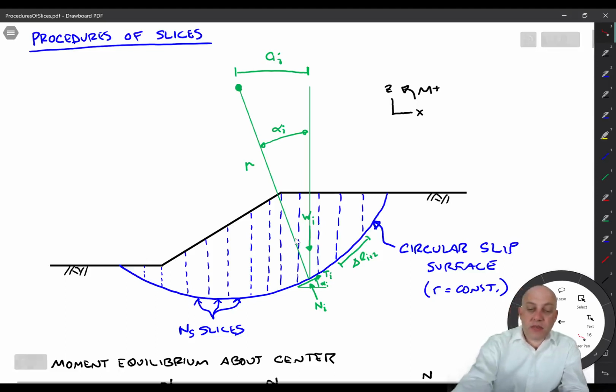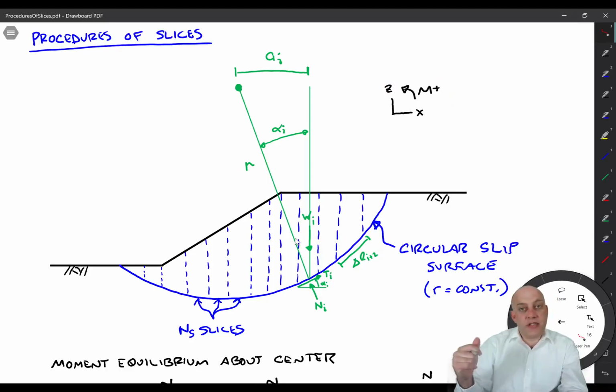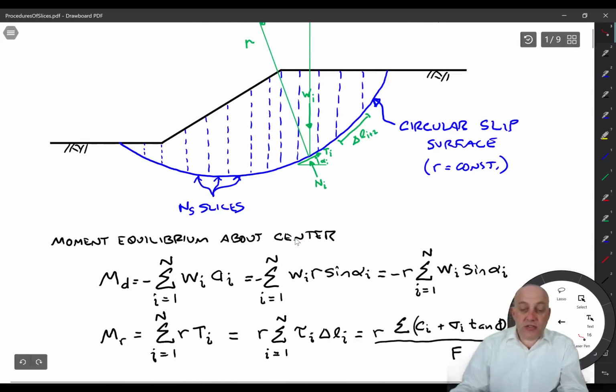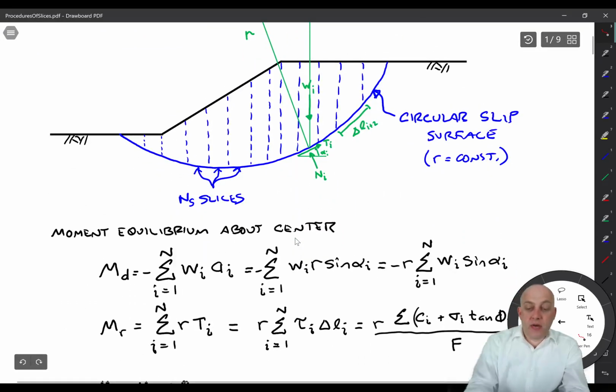For the coordinate system, I'm going to do z vertical and x horizontal, and counterclockwise is positive for moment. We're going to do moment equilibrium about the center of the circle for finding the factor of safety. And here's the radius, the constant radius of the circle.